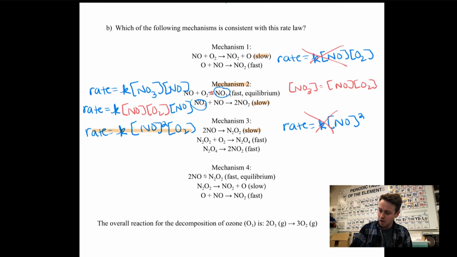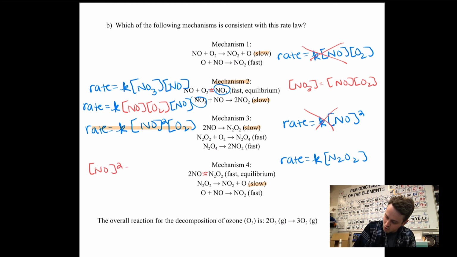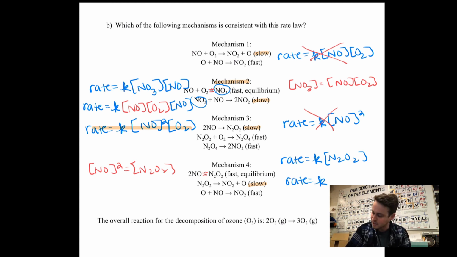And then lastly, oh no, it's a second step. I can write out my rate law. My rate is equal to K times the concentration of N2O2. N2O2 is a reaction intermediate, so we cannot do that. So I'm going to set that fast equilibrium state equal to each other. So basically I'm saying that NO squared is equal to N2O2. And so I can therefore plug that in here, and that would be rate is equal to K times the concentration of NO squared. Once again, that does not match the rate law.